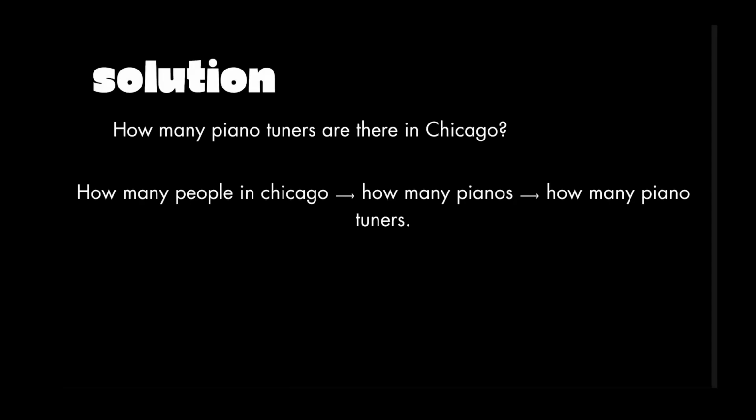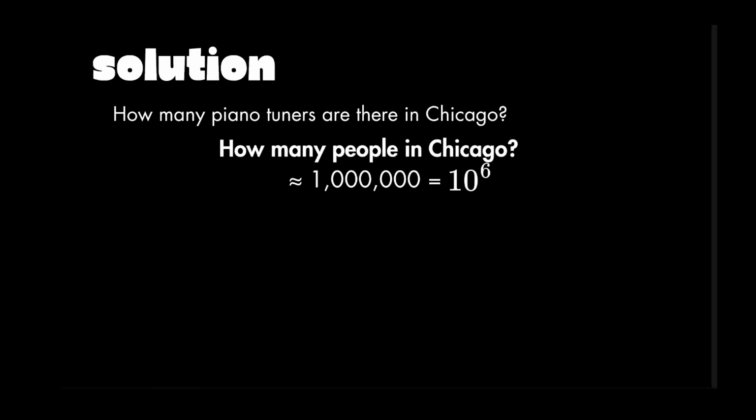So let's try to find a path to our solution. Well, we want to find out how many piano tuners there are. So maybe something before that we might want to calculate is how many pianos there are. And the number of pianos is mainly dependent on the number of piano players, which is based on the number of people. So a nice path would be how many people, then how many pianos, and then finally how many piano tuners. Starting with the population, let's estimate about 10 to the power 6 people.